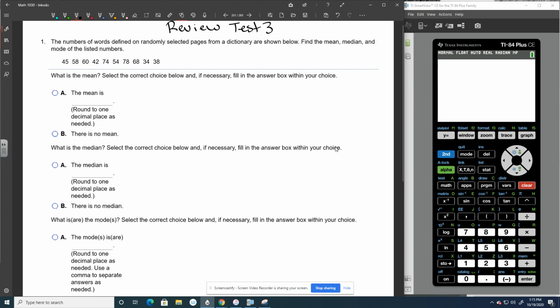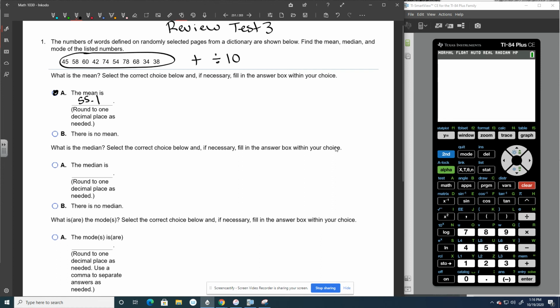So like number 1, the number of words defined on a page in the dictionary is below. It gives us a list of numbers, and it wants the mean, the median, and the mode. In order to find the mean, remember that's where you take all of these numbers and add them together. So there's 1, 2, 3, 4, 5, 6, 7, 8, 9, 10. You add those 10 numbers together, and then you divide by 10 because there's 10 numbers. You're going to get 55.1 as your average. That's your mean, okay?